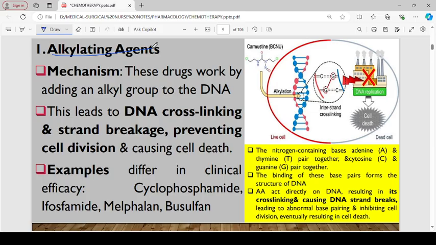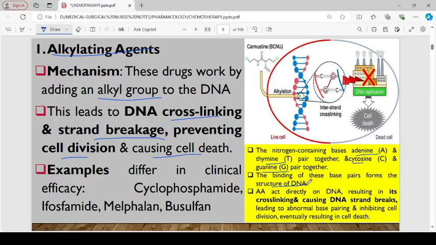Alkylating agents are drugs that work by adding an alkyl group to the DNA. So when you add an alkyl to the DNA, it leads to cross-linking and strand breakage, preventing cell division and causing cell death. Remember, the nitrogenous bases on the DNA normally pair in this manner. We have adenine pairing with thymine, while cytosine pairs with guanine, right? And this binding helps form the structure of the DNA.